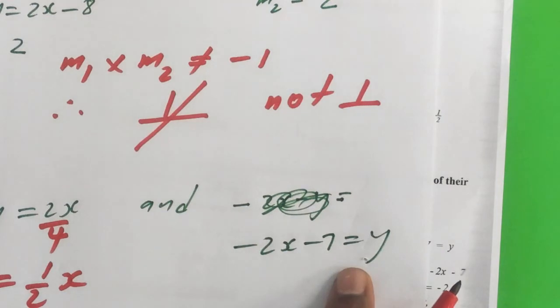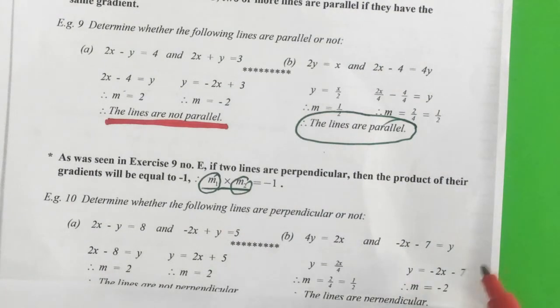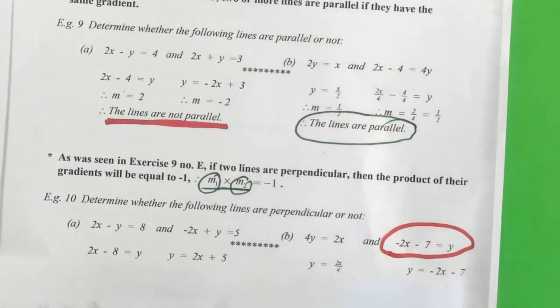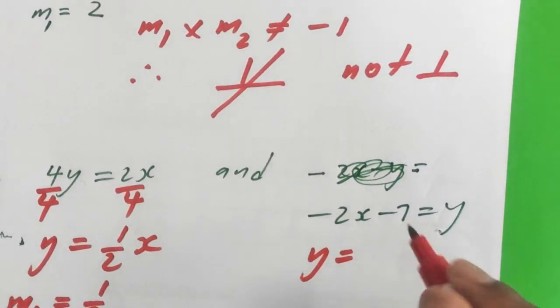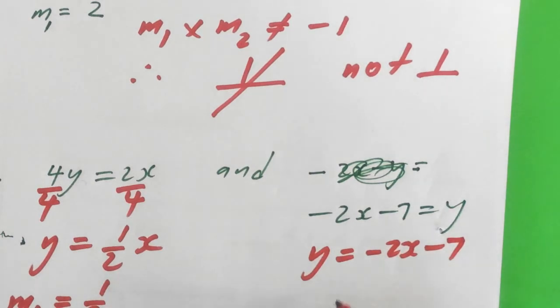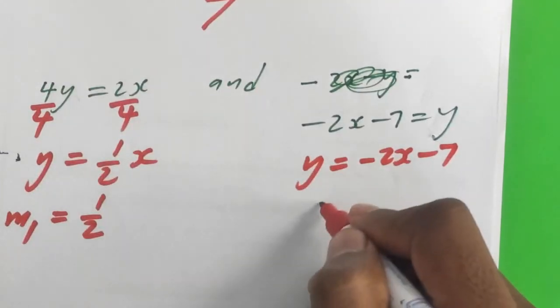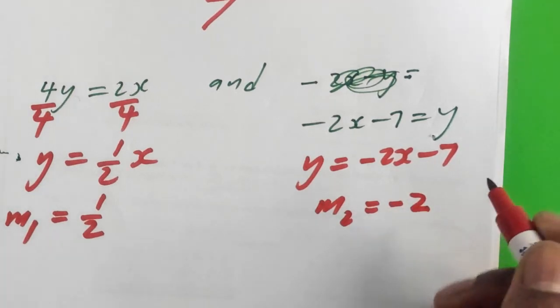This side is already in standard form. Negative 2x minus 7 equals y, that is already in standard form, okay? If you like, you can just rewrite it and say, I prefer y this side. That's okay: y equals negative 2x minus 7. And you can go ahead and say m2 is negative 2.